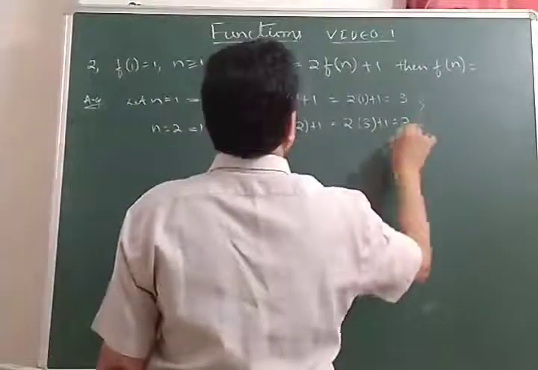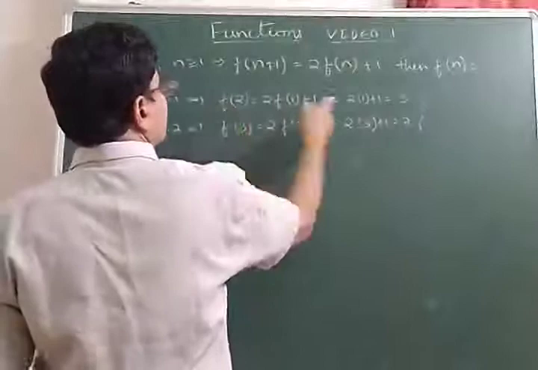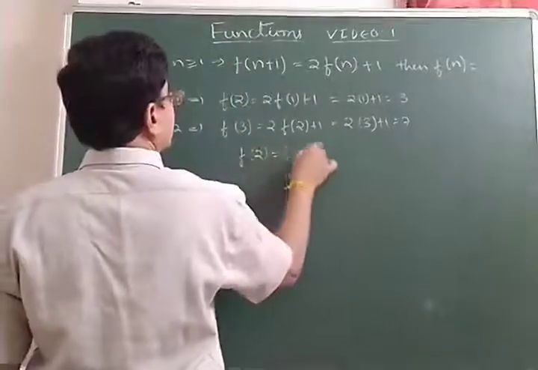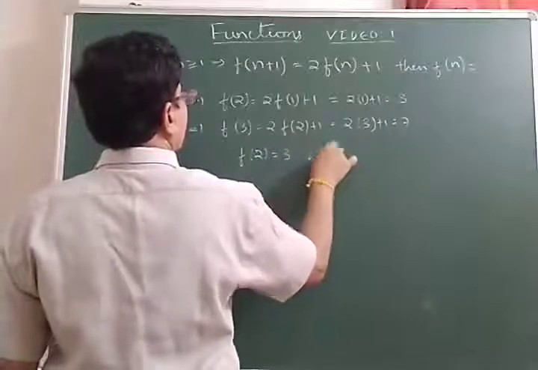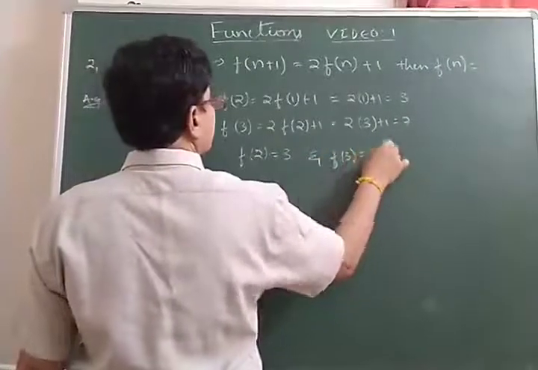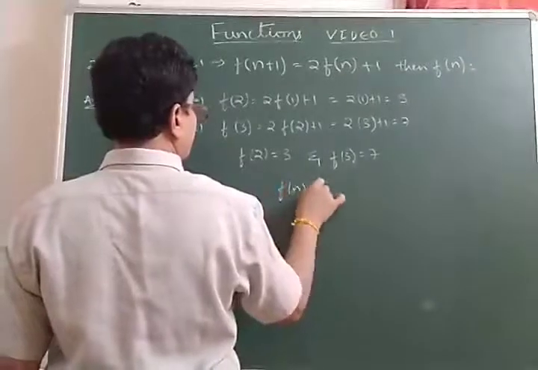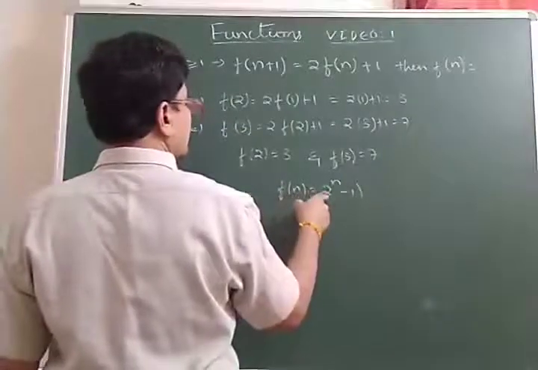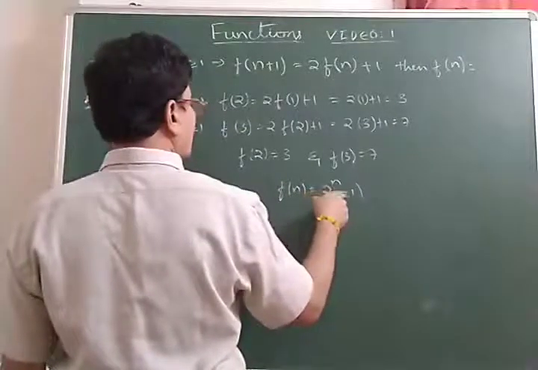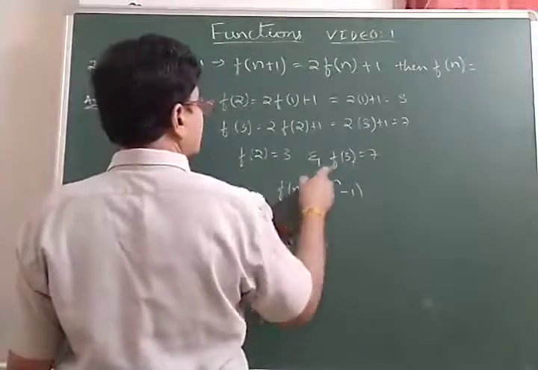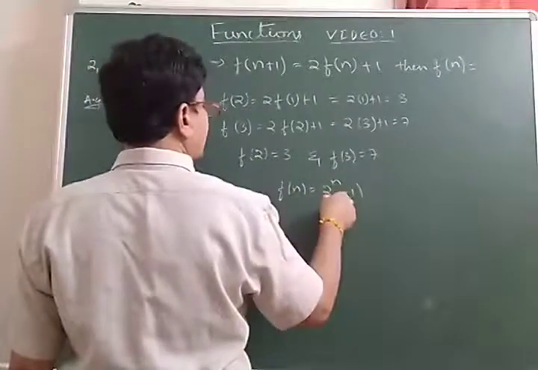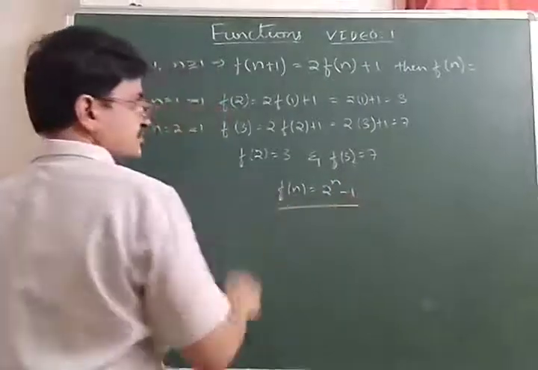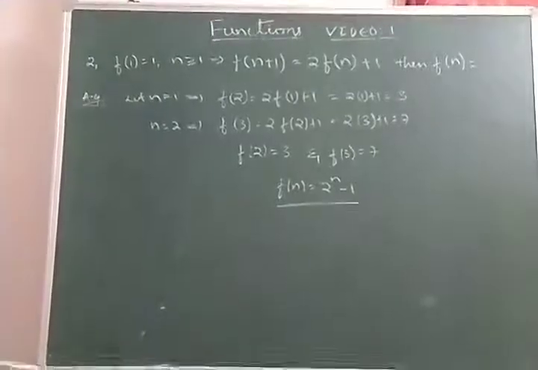From these two, we get f of 2 is equal to 3 and f of 3 is equal to 7. So therefore f of n is equal to 2 to the power of n minus 1. When n is equal to 2, 2 to the power of 2 is 4, 4 minus 1 is 3. When n is equal to 3, 2 cube is 8, minus 1 is 7. So this is the value of f of n.